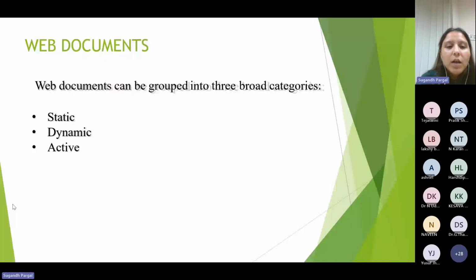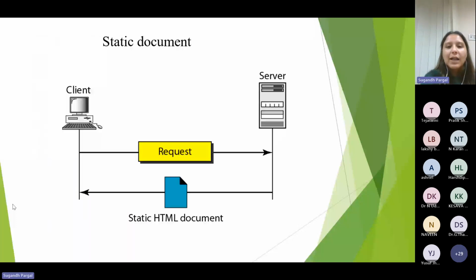Now, web documents. Web documents can be grouped into three broader categories. There are different types of web documents which we request during an HTTP request: one is static, another is dynamic, and the third is active. Static documents are HTML documents where the client requests a particular document or web page, and it is directly retrieved from the server at the client side. No processing is done either at the client or the server side.